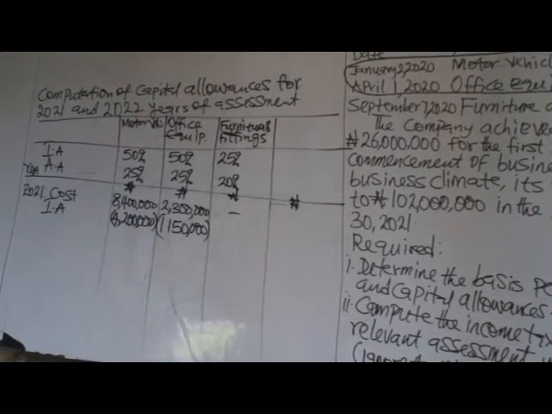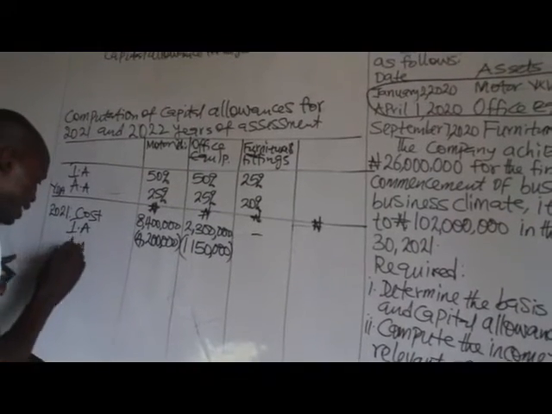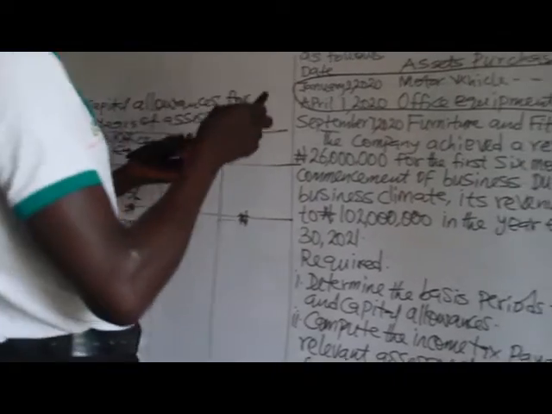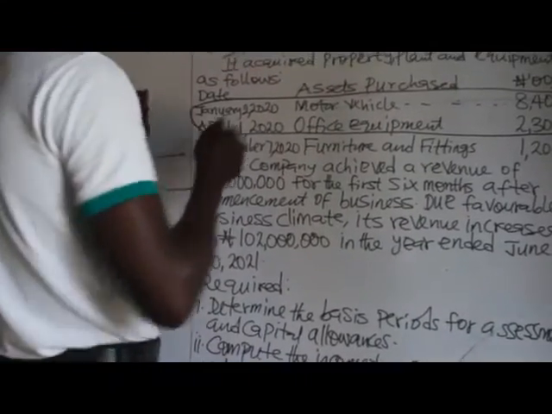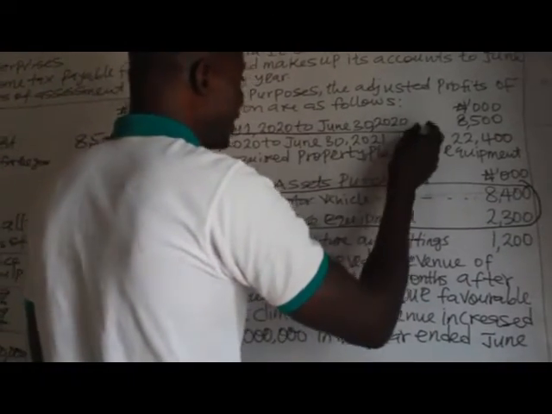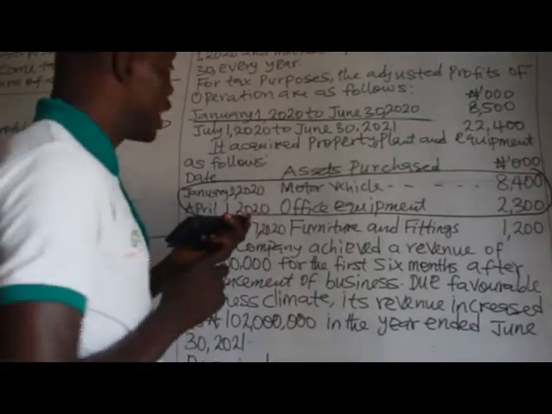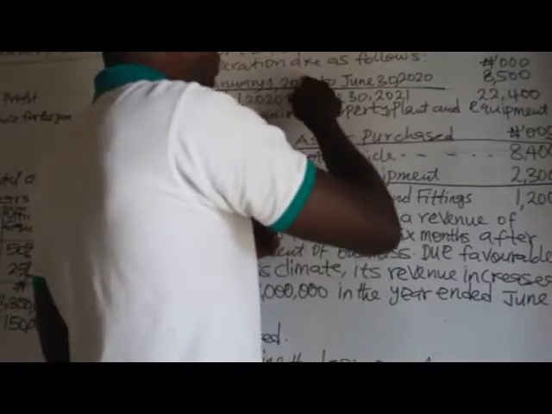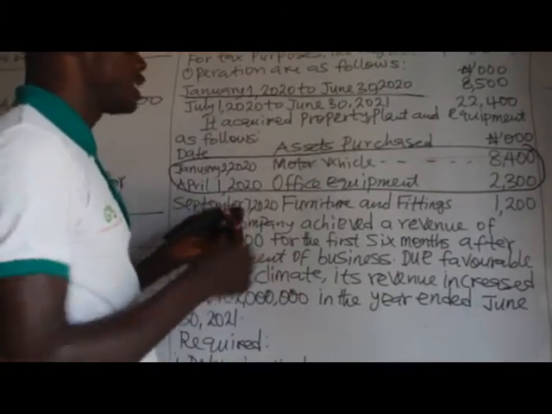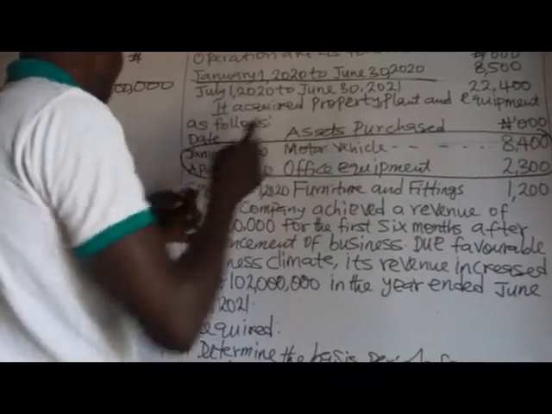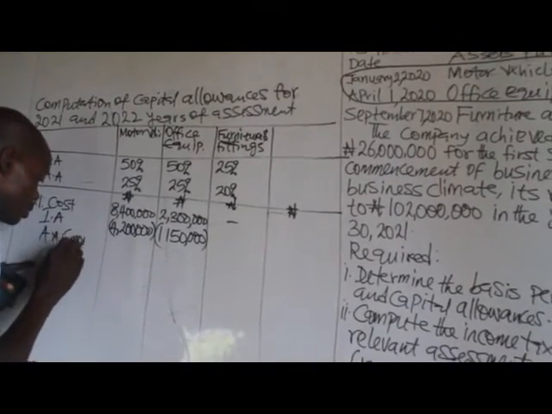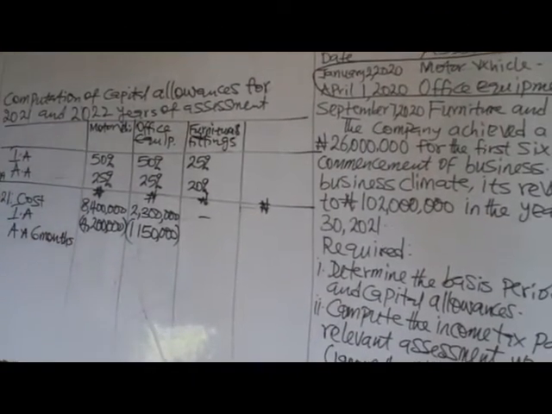Then we also have annual allowance. Remember, since the basis period for the 2021 year of assessment spanned from January 2020 to June 2020, which is 6 months, we are going to apply time apportionment to annual allowance. That is, annual allowance should be prorated. So we have 6 months, January to June, so we have annual allowance for 6 months. That is what you need.